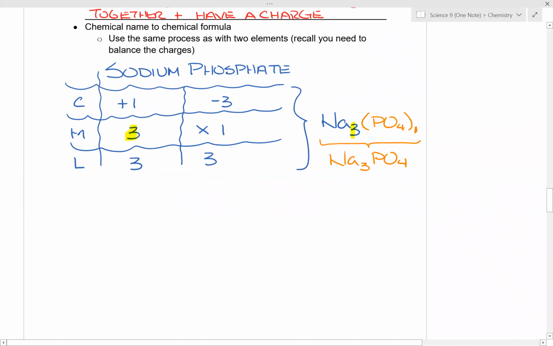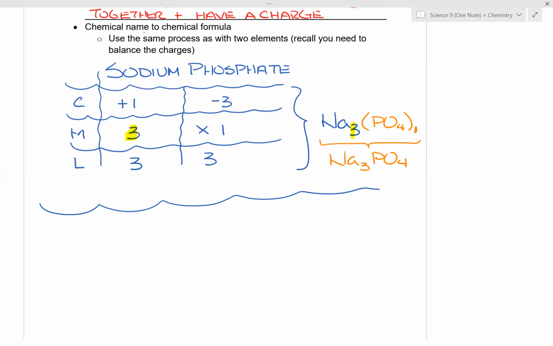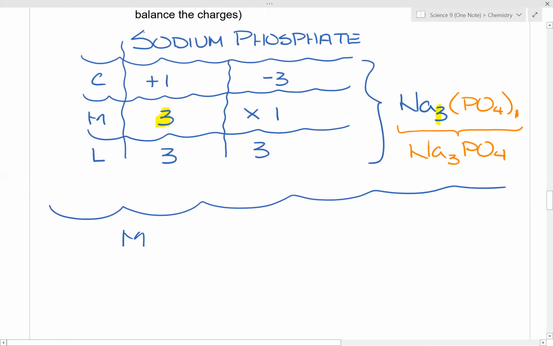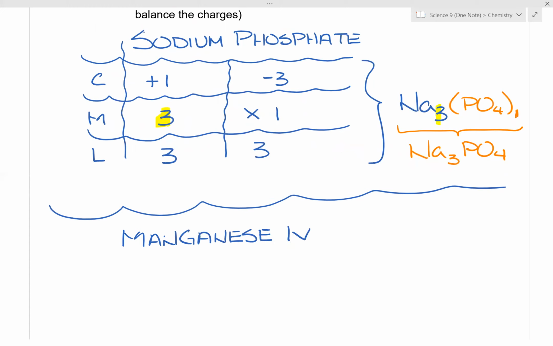Now, another one we can try using multivalent would be something like, I don't know, manganese 4 nitrate.